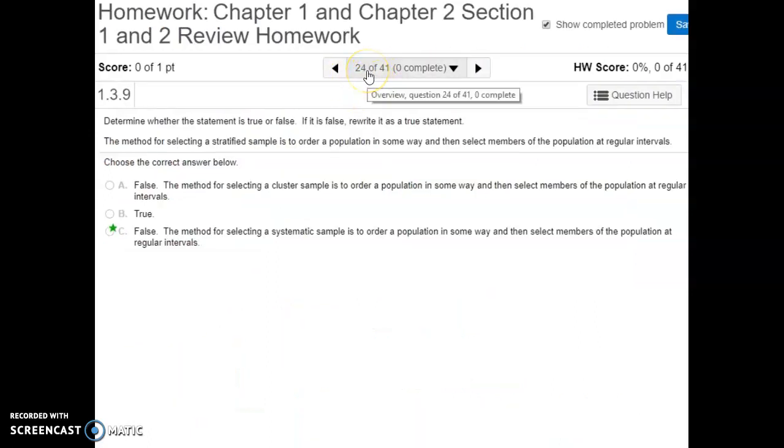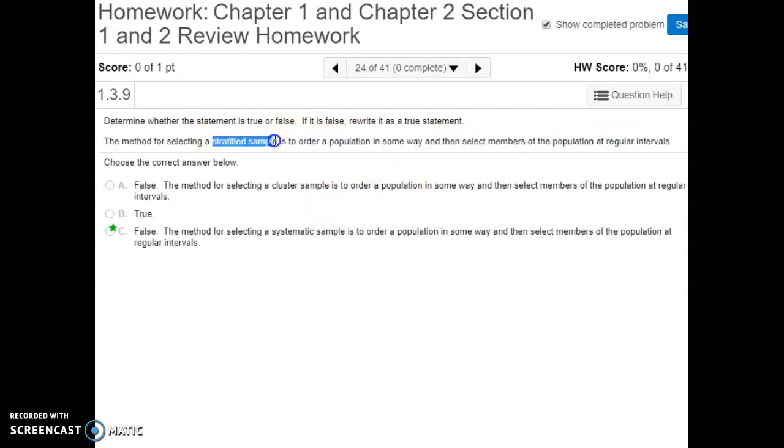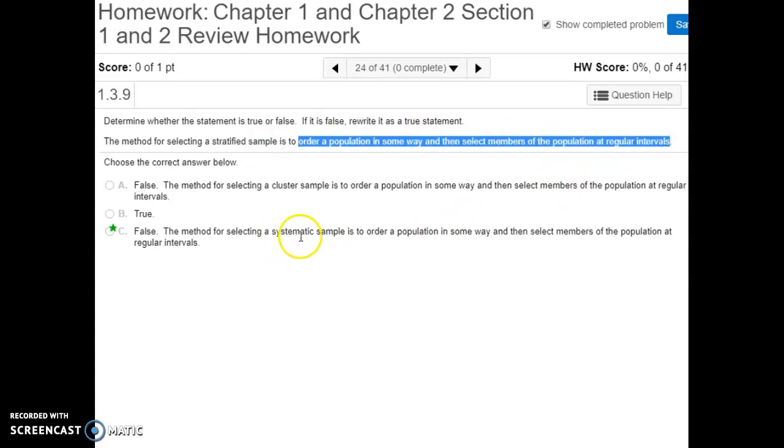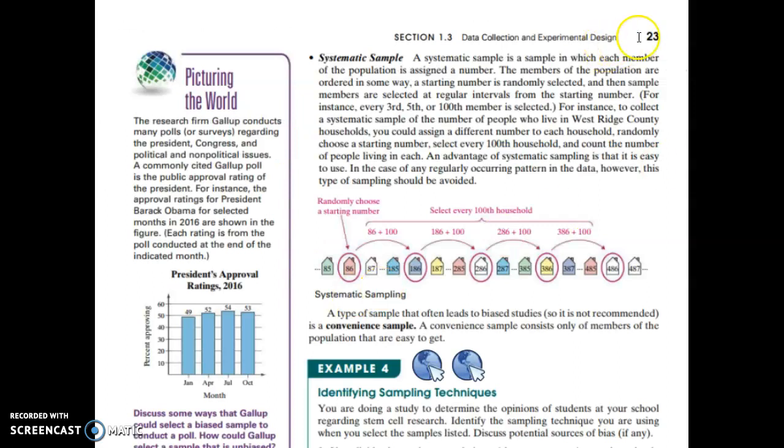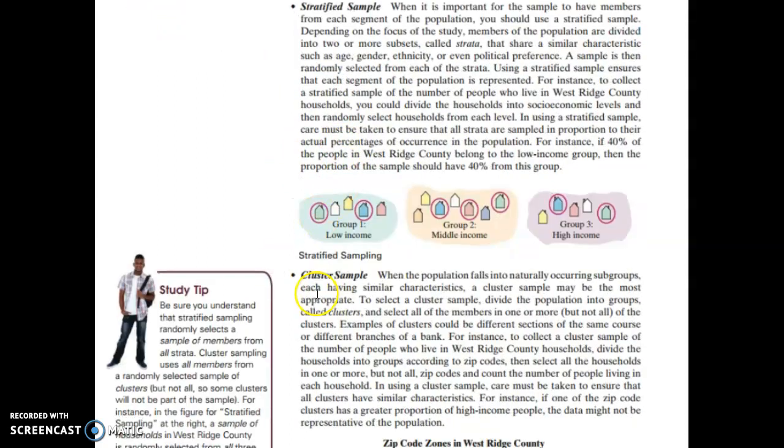Number 24 is a definition about the different types of sampling. And just make sure that the type of sampling mentioned lines up exactly with the definition given. This one says stratified sampling, but the definition here is actually for systematic sampling. And page 23 talks about systematic sampling. And then back on page 22, you can see about stratified and cluster sampling.